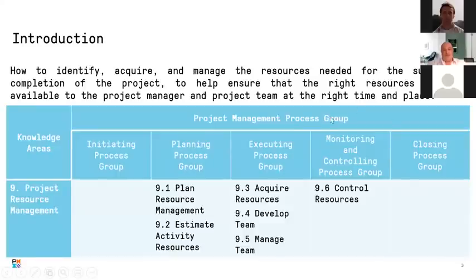All these are physical resources that we are going to talk about in our session today. So in our session, the project resource management knowledge area, as part of the 5 process groups, we have the plan resource management and the estimate activity resources from the planning. In the executing we have the acquire resources, develop team, and manage team, and for the monitoring and controlling we have the control resources.